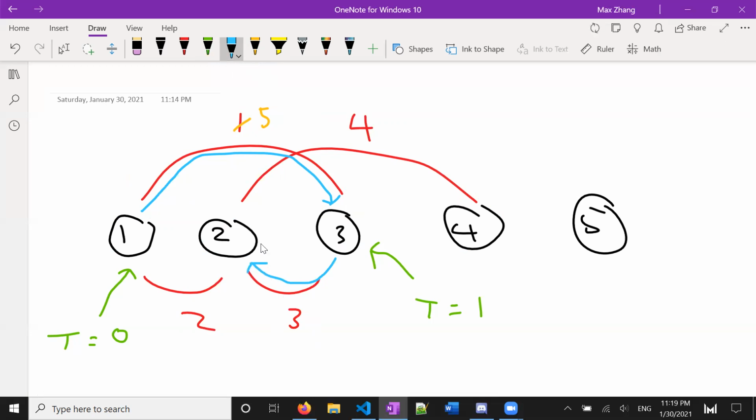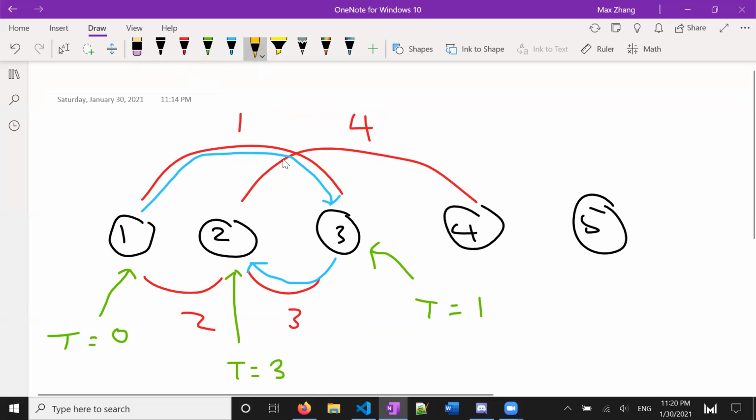Now when we get to here, we once again have 2 different options. Right now we have this reached at time 3. And we have 2 different options here. Well, or actually 3 different options. We have an edge.